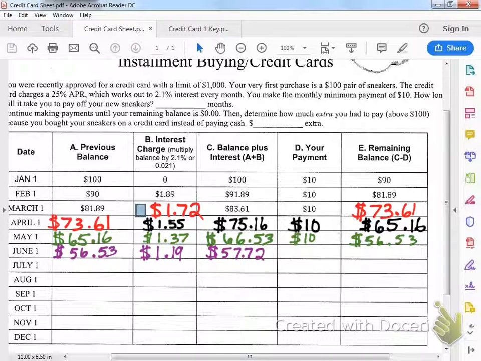All right, so from that 57.72, how much am I going to pay? I'm going to pay $10, right? So subtract $10 now, what's the balance? $47.72. That amount gets carried over to our July 1st bill. So we're going to start with a previous balance of $47.72.